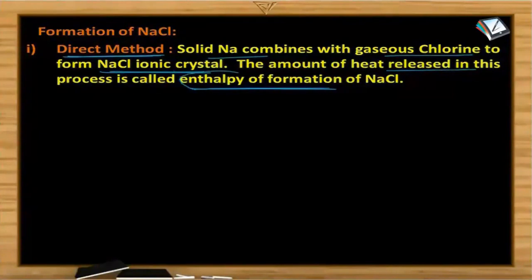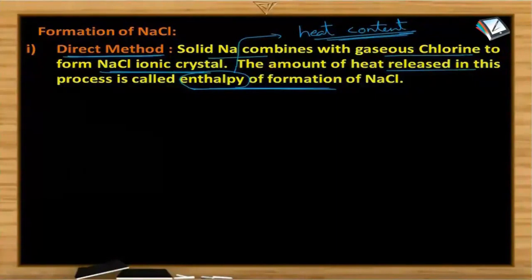Remember, let me simply explain the word enthalpy. Enthalpy is nothing but the total heat content of a system. This is a word we come across in thermodynamics. The total heat content of a system at a given temperature and pressure is called the enthalpy. So it is nothing but the heat of formation of NaCl, the amount of heat released in this process. We call it the enthalpy of formation or heat of formation.